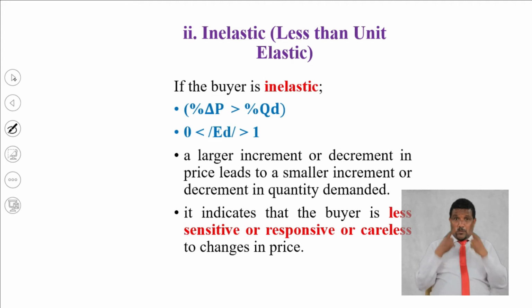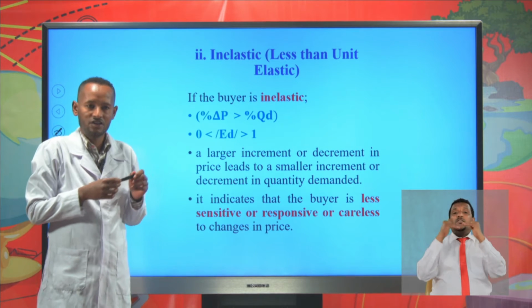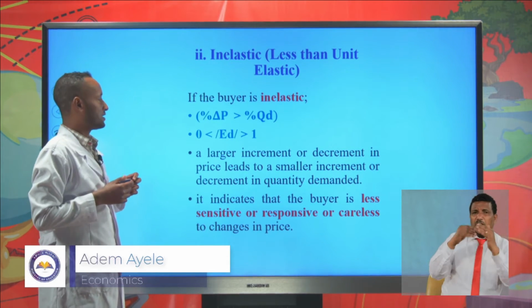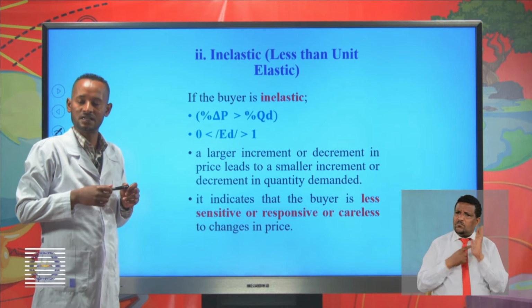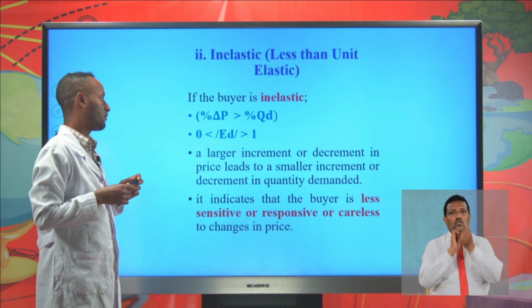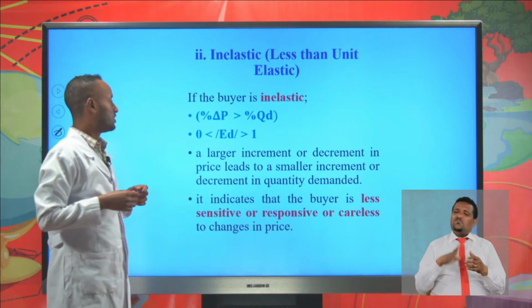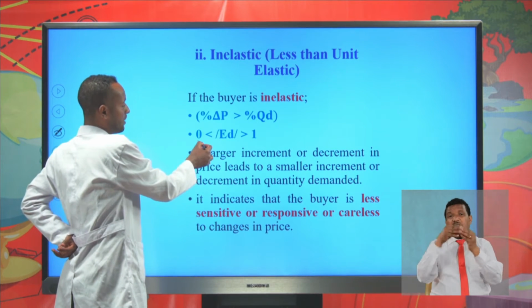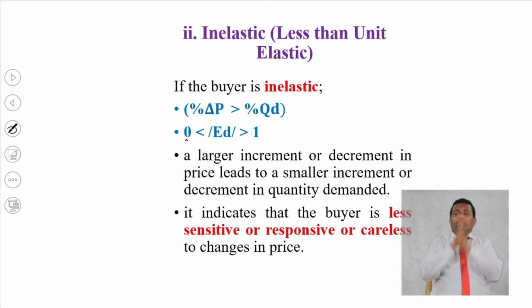Now let's see the inelastic range of price elasticity of demand. The buyer is said to be inelastic if the percentage change in price is greater than the percentage change in quantity demanded. That means even though there is a higher change in price of a commodity, if the resulting change in quantity demanded is too small, then the buyer is said to be inelastic, indicating that he is less sensitive, less responsive to changes in price, or simply careless to changes in price. Mathematically, after calculating the price elasticity of demand, if you get a value that lies between 0 and 1, then you can conclude that the buyer is inelastic.